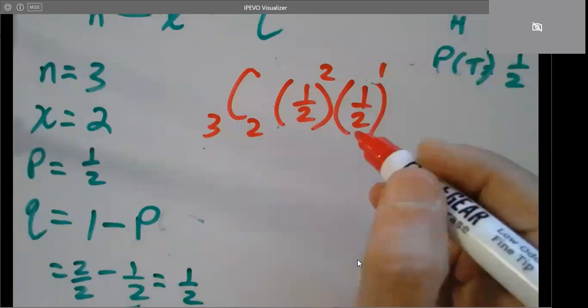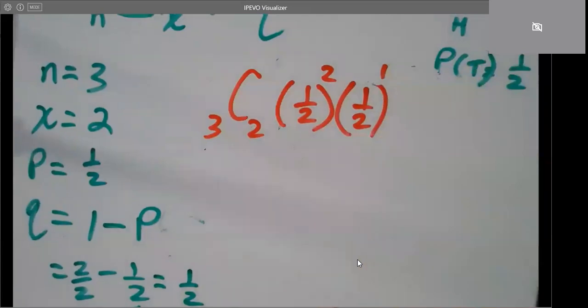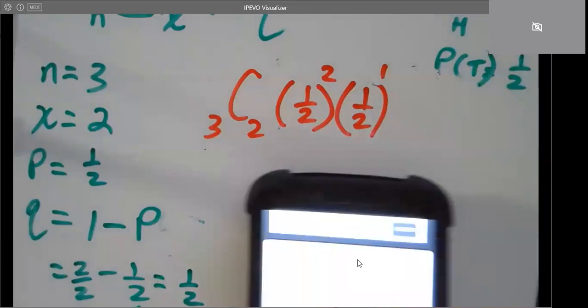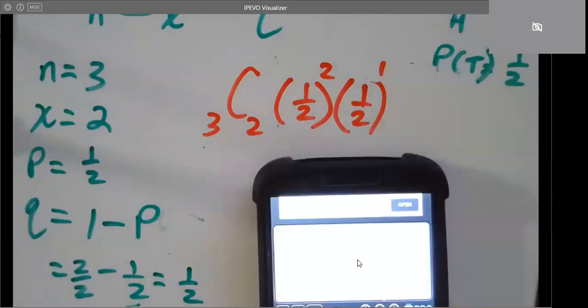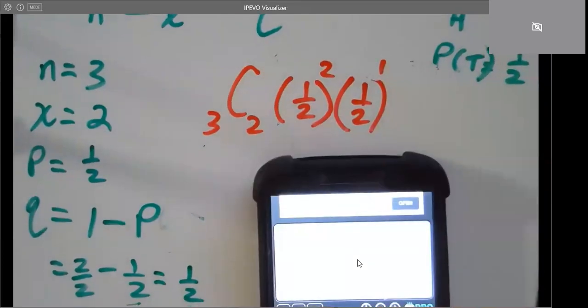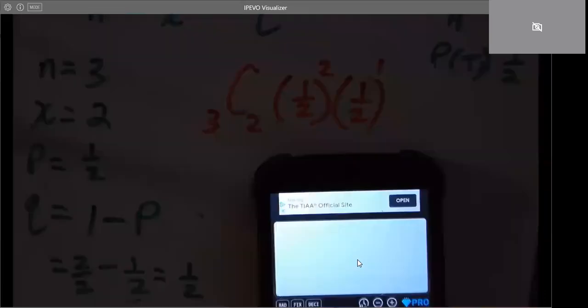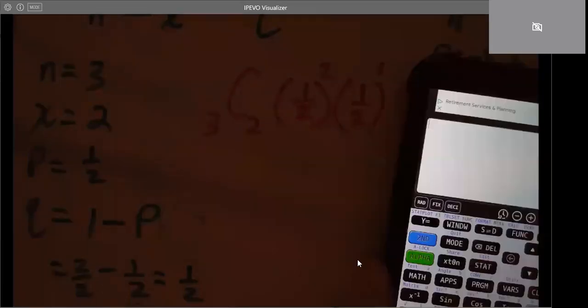Okay, so we put that in our calculator. I need to dim this down a little bit so you can see it on the calculator. Okay, so move this over here.